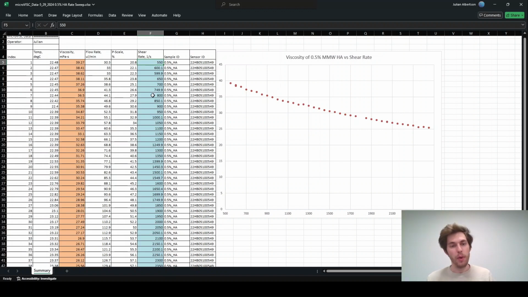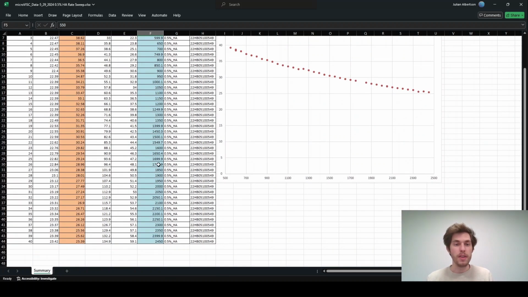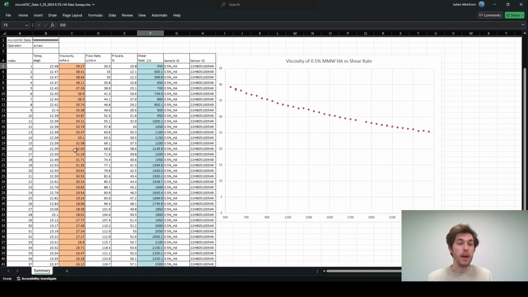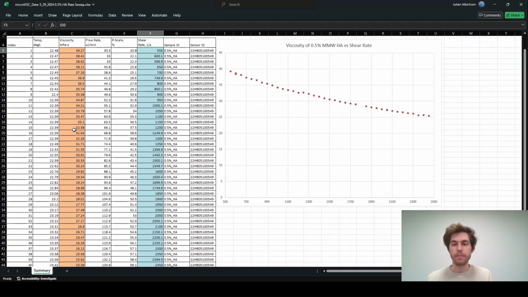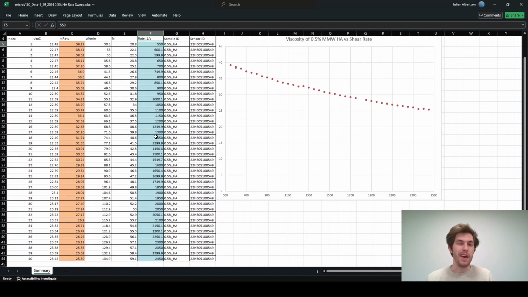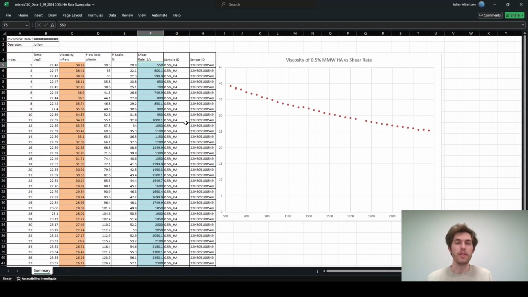And then I progressively ramped up the shear rate by 50 each time over 40 different runs, all the way up to 2,450 inverse seconds. And at that much higher shear rate, our viscosity dropped all the way down to just 25 millipascal seconds, or centipoise. And that gives us a really good indication of the behavior of our sample at that wide range. And then just understanding this viscosity profile gives us a really good picture of how our particular sample is going to be behaving differently at different shear rates.